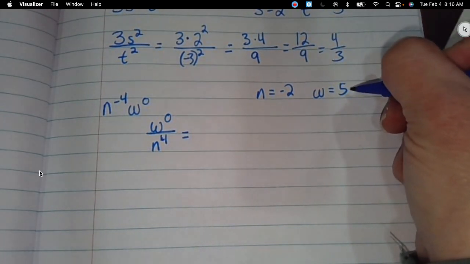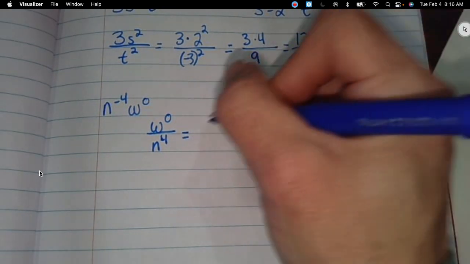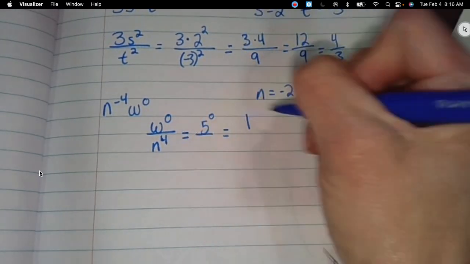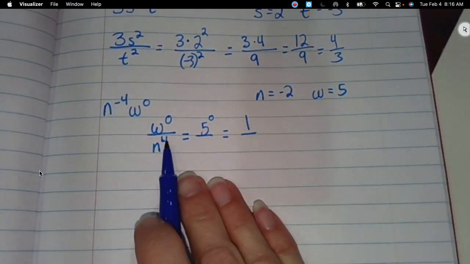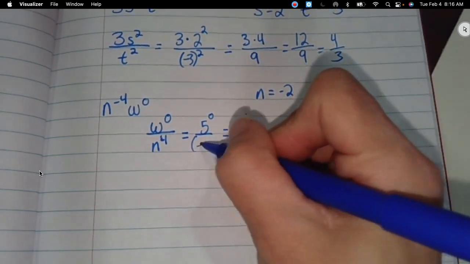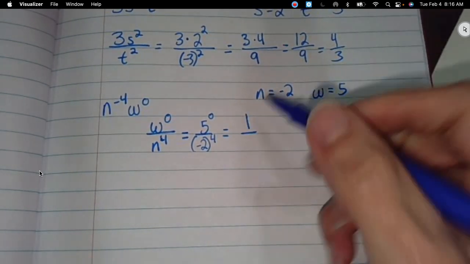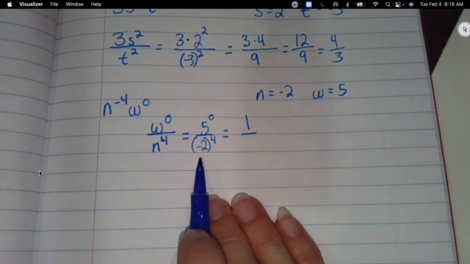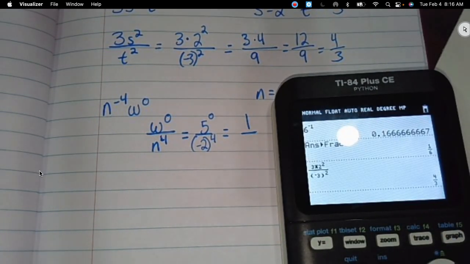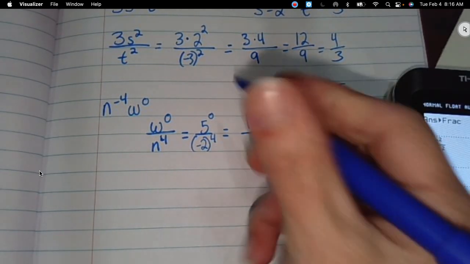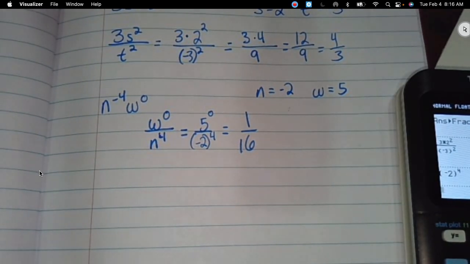So instead of w, what do I plug in? 5 to the 0 power. Do y'all know what 5 to the 0 power is? 1. Okay, there you go. And then n to the 4th power. So let's put it in parentheses. What is n? -2 to the 4th power. Anytime it's negative, put it in parentheses like that, okay? If they give you that. -2 to the 4th power. I don't even know. Well, I do, but -2 to the 4th power. And it's 16. So we get 1 over 16.